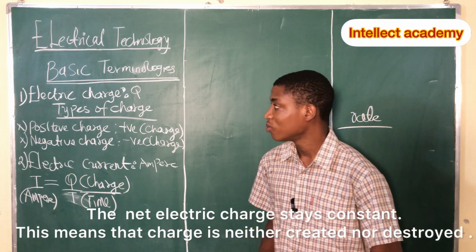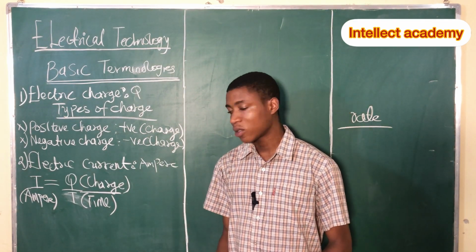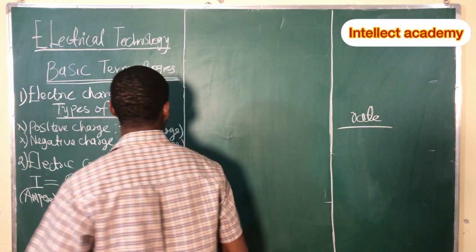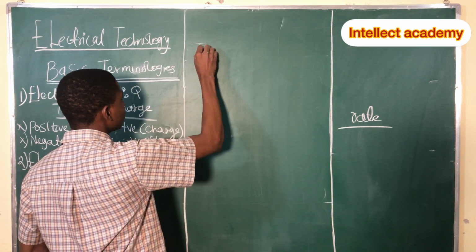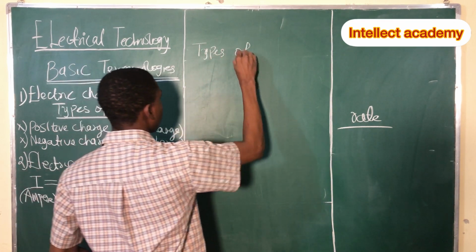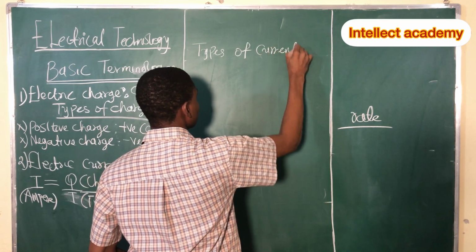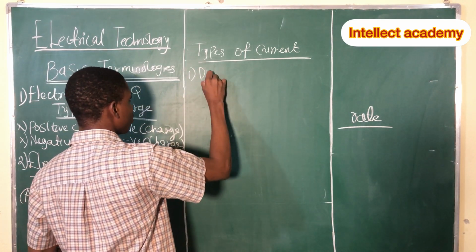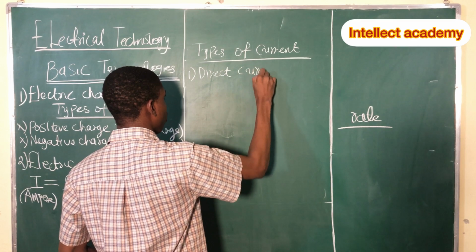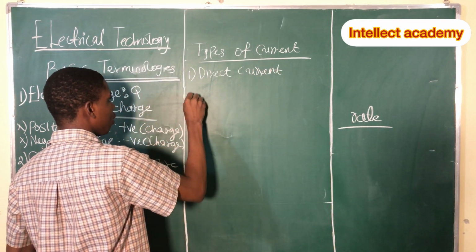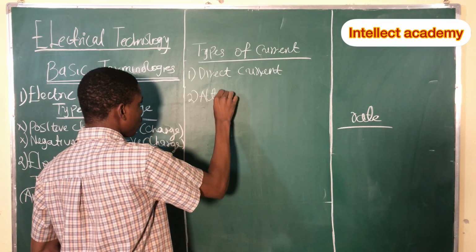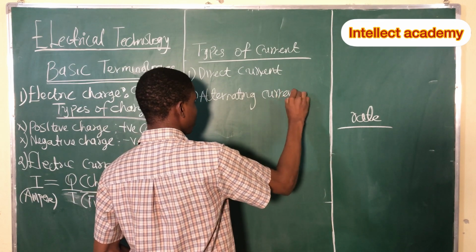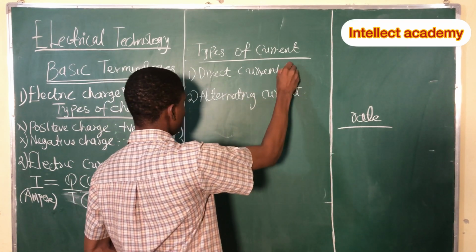Very, very important. Now we're going to talk about the types of current. Of course, there are types of current. The first one, we have direct current. We have alternating current.